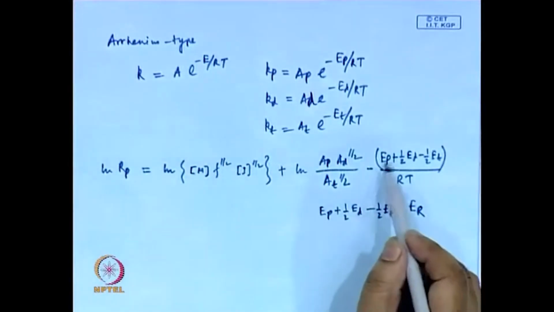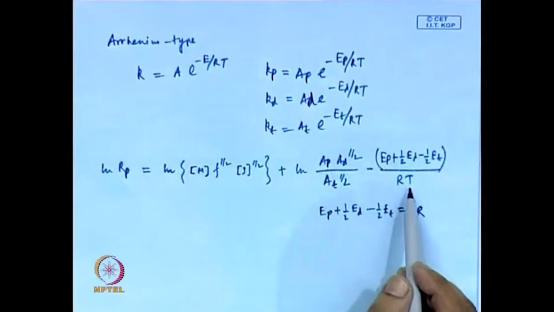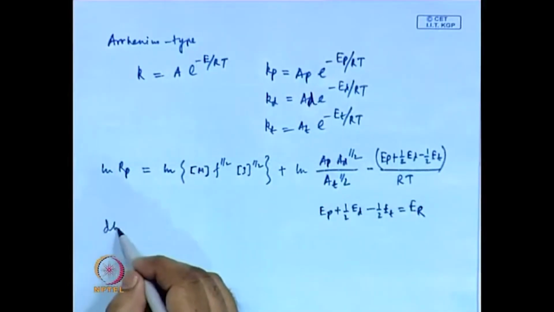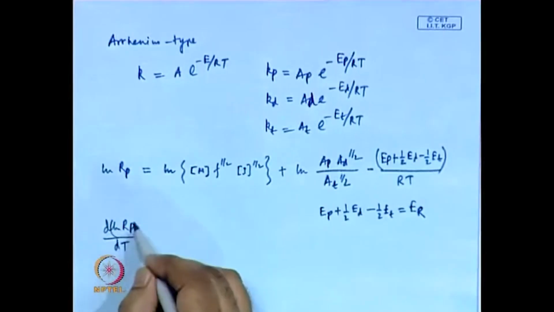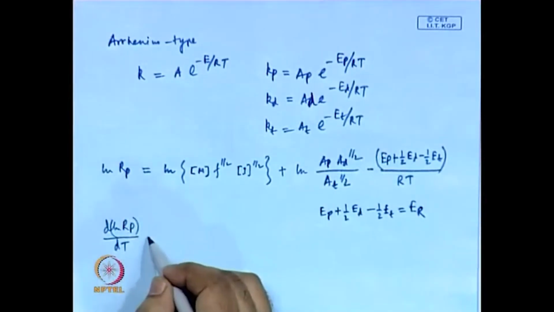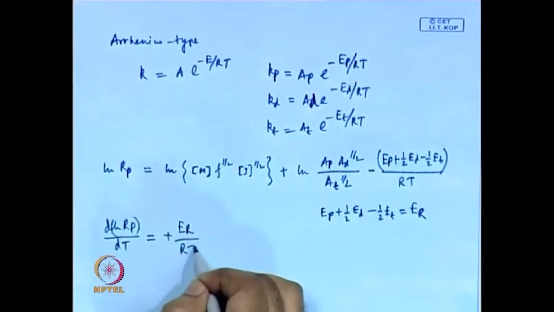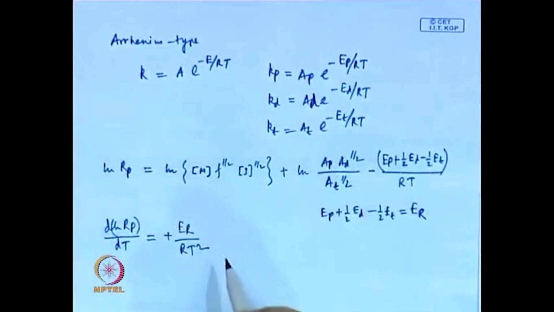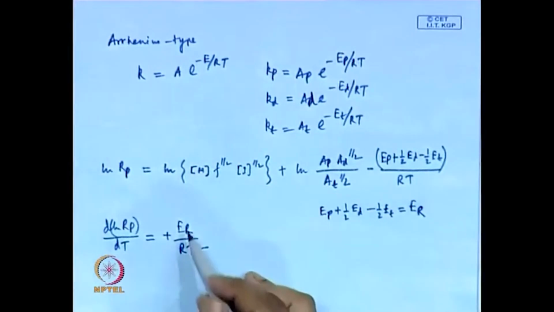So, depending upon the sign of this activation energy, the rate will depend on the temperature. We can simply write d ln Rp by dt is plus Er by RT square, if you differentiate this term to find out the rate with respect to the temperature. Now, what is the value of Er?